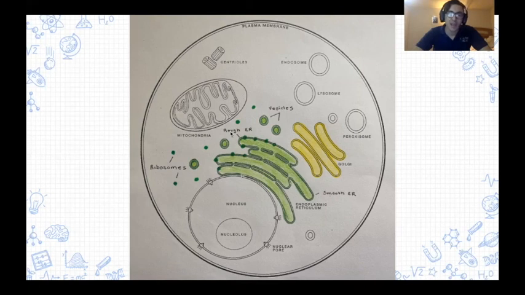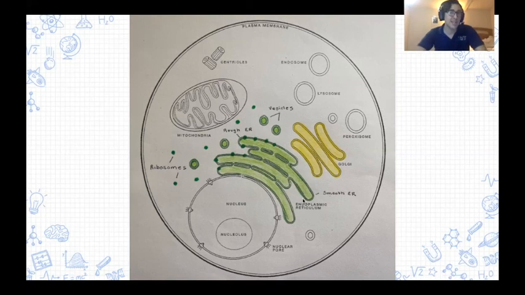Now, on this left side, we have a rough ER. Why rough? Because we see all these ribosomes that are on the membrane of that endoplasmic reticulum, which is why it gives it a little bit of a rough appearance. So that's what we call it, the rough ER. On this right side, we have the smooth ER, all right, which has no ribosomes on it. So we're going to say that on this rough part, we're making proteins and nucleic acids. And on this smooth part, we're going to be making fats.